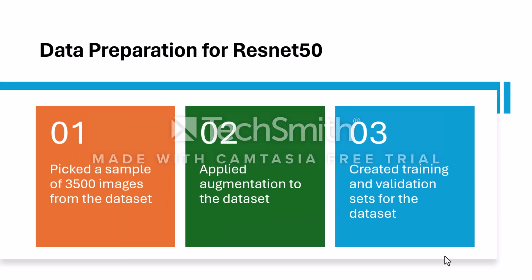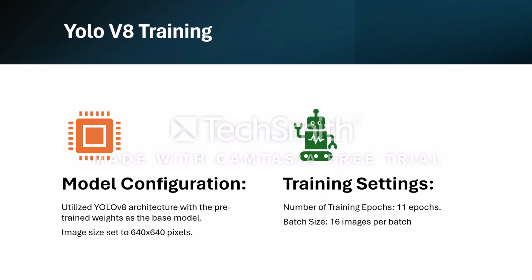Now we are going to talk about the data preparation for ResNet 50. The first thing that we did is that we picked a small sample from our data set, which was about 3,500 images. Then we applied augmentation to the data set. After that, we created two sets, the training set, which is 80% of our data set, and the validation set, which is about 20% of our data set.